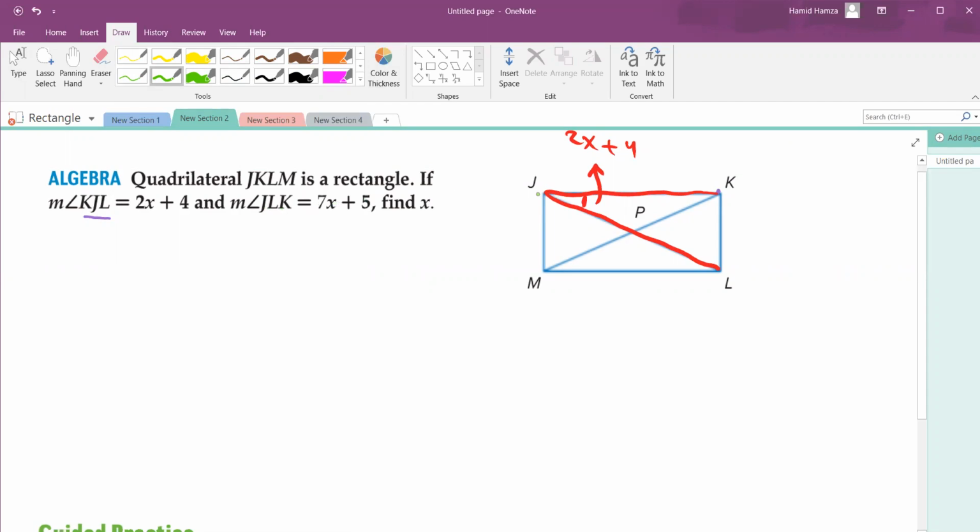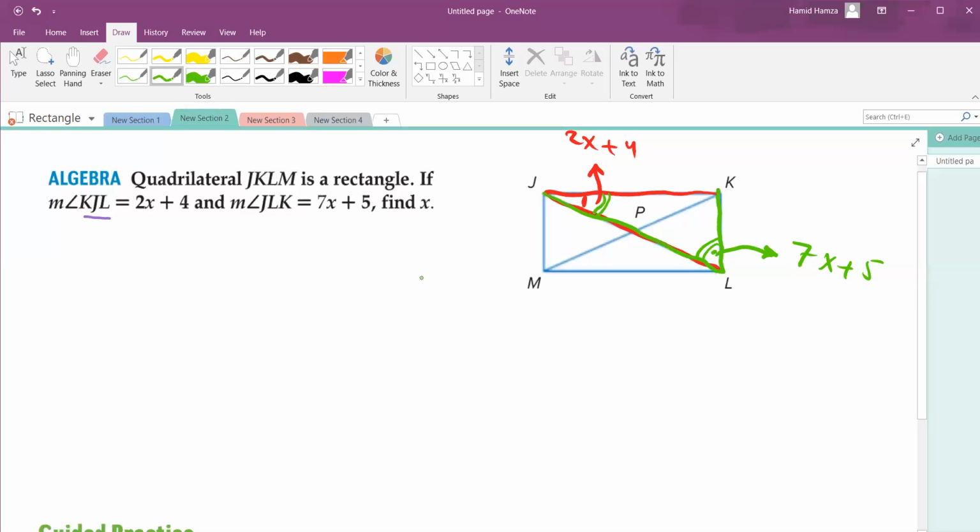JLK. So J, angle L, then K. That means this angle is 7x plus 5. And we want to find x. The question now: what is the relation between these two angles, this angle and this angle?